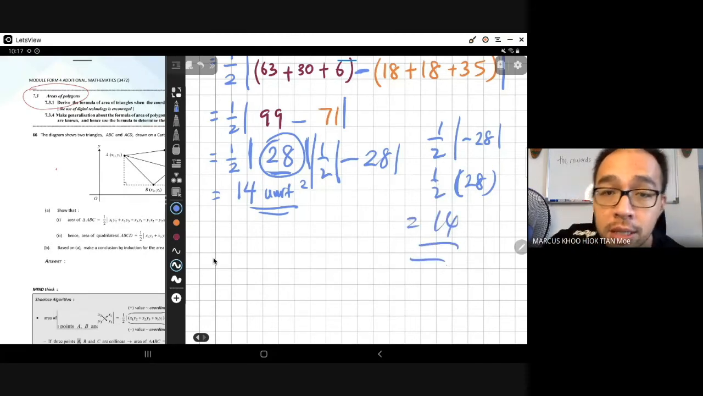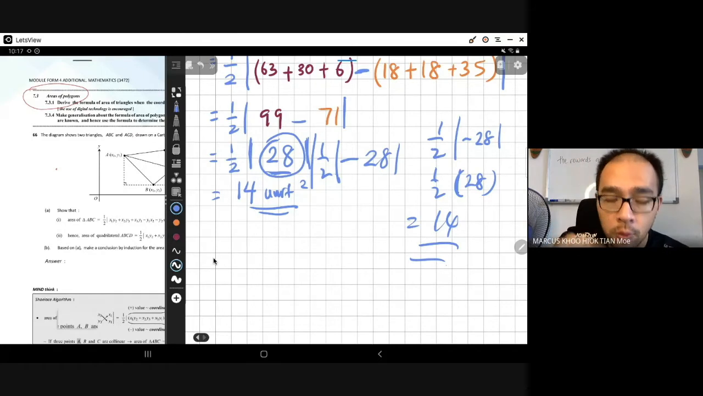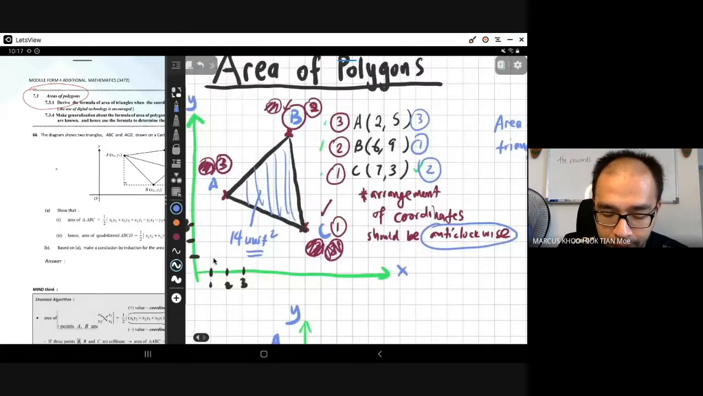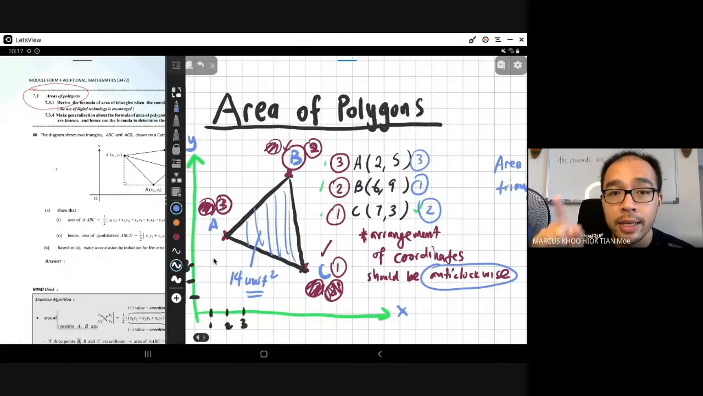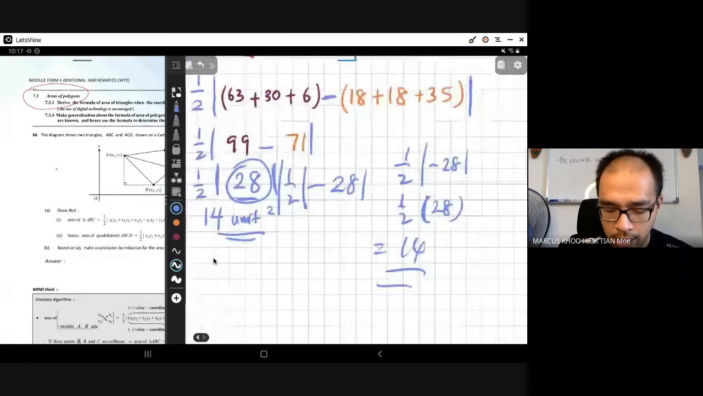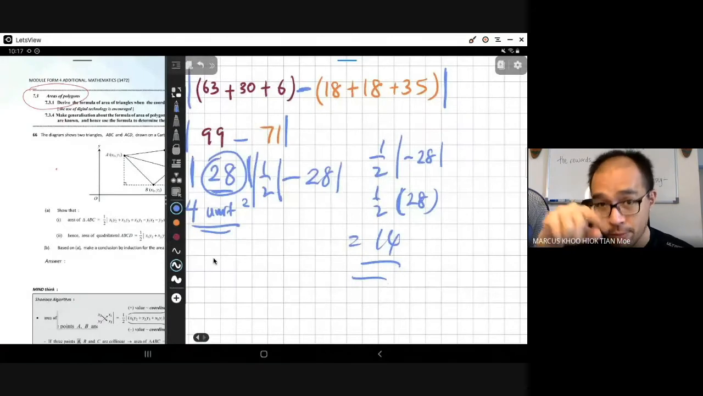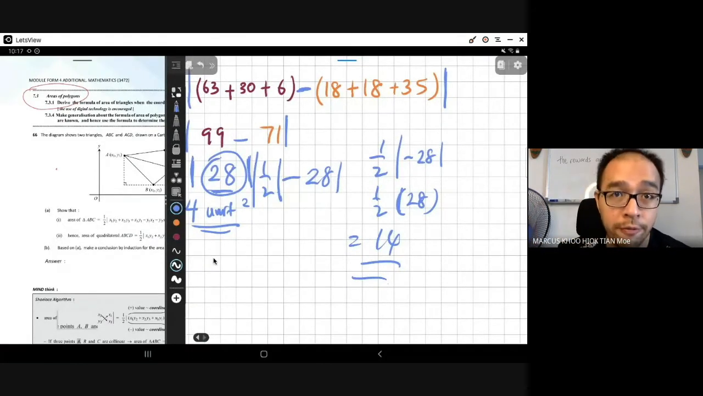Okay, but the reason why I want you to arrange anti-clockwise, especially if they give you a diagram, is so that you don't have to worry about negative for my answer, then how? But you just know if let's say your answer is negative, the modulus is there to make it positive. So you don't have to worry about it. Actually you don't have to worry because the modulus is there.